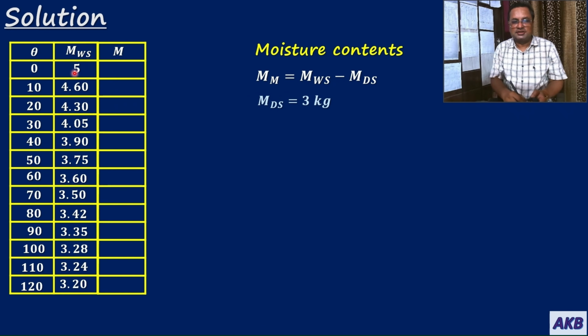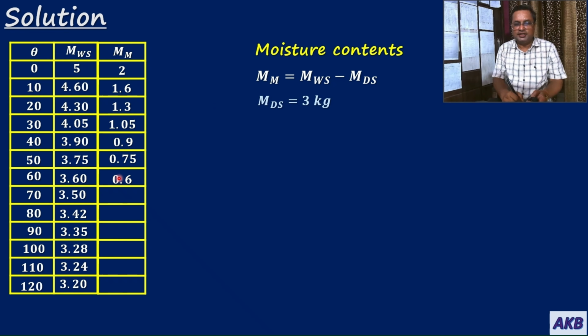So if I use this, I will be getting mass of moisture. For the first, at t is equal to 0, mass of wet solid is 5. So 5 minus 3 will give us mass of moisture, so it is 2. Then 4.60 minus 3 is 1.6. 4.30 minus 3 is 1.3. 4.05 minus 3 is 1.05. So in this way, we will get moisture contents after every 10 minutes.